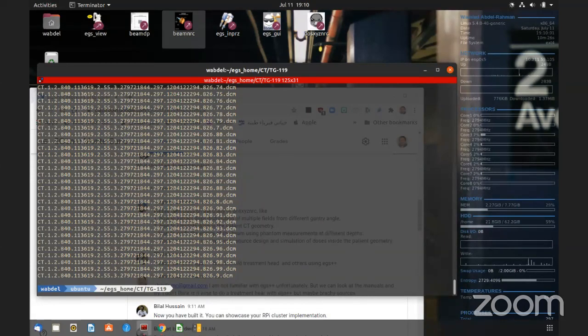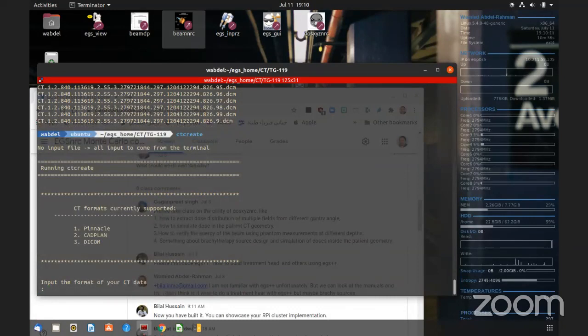The next thing is now we issue the command ctcreate. This is compiled, it should be ready, compiled with the EGS system. When you launch it, unfortunately, there is no GUI for it. It's like the stat dose thing. So the first thing is here, we need to select what the format is. In our case, it's DICOM, so I'm going to put 3.